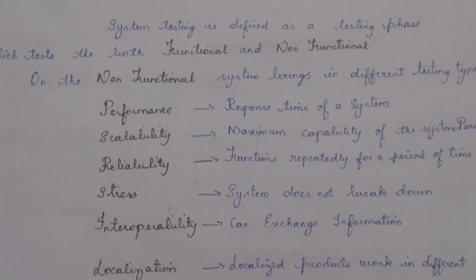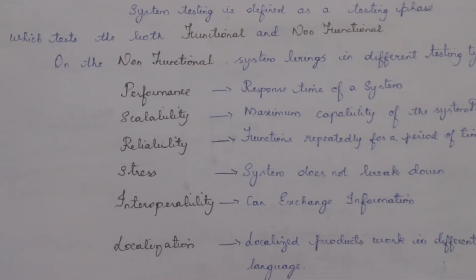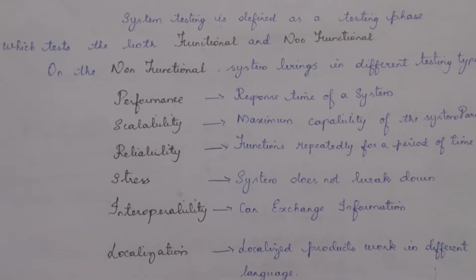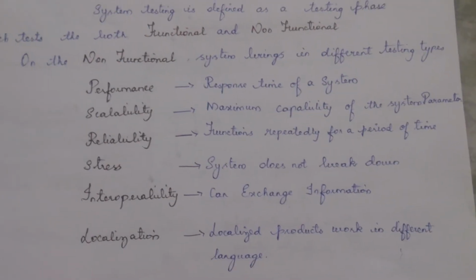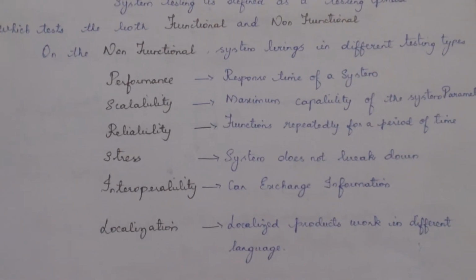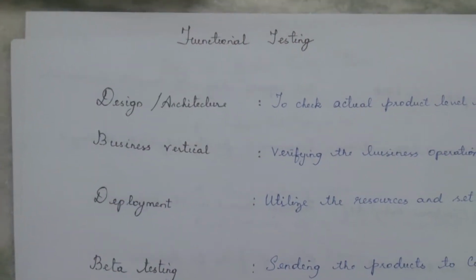Reliability defines functions repeatedly for a period of time. Stress, system does not break down. Interoperability, can exchange information given in the testing. Localization, localized products working in a different language is known as localization. Next one is functional testing.